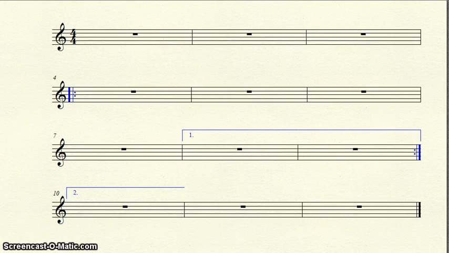This time, instead of playing the first ending, you skip it and play the second ending, shown by a 2 with a bracket. Pieces can have more than 2 endings. However, having 2 endings is most common for repeated sections.